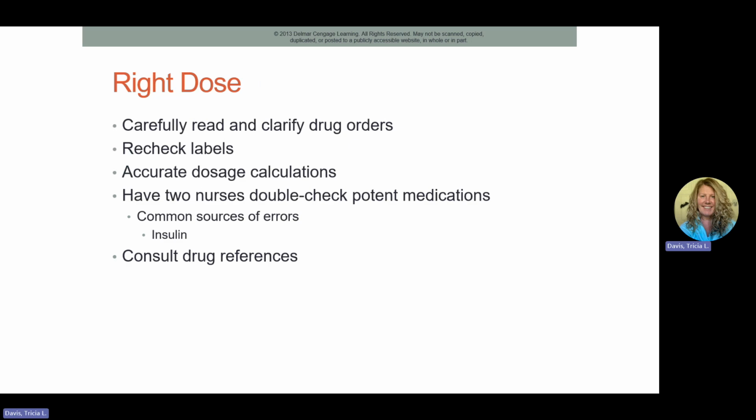The right dose: we want to carefully read and clarify any of our drug orders, recheck labels, and make sure that we're making accurate dosage calculations. And if we have very potent medications, we can make sure that 2 nurses double check them. For instance, some of our narcotics and maybe our insulin, because these have very adverse side effects on our patients if we give too much medication. And then, of course, make sure that we're consulting drug references to make sure there's no interactions.